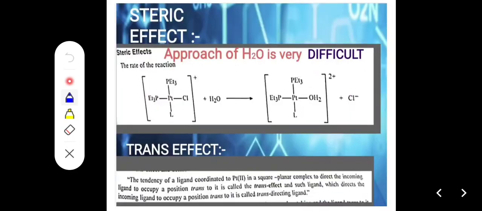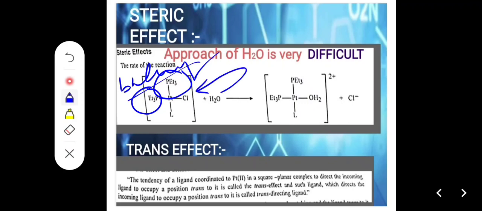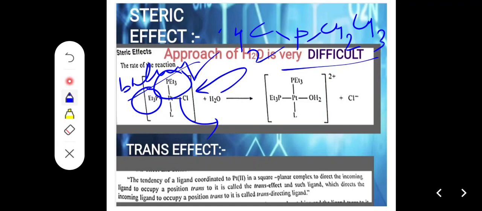Now steric factor: approach of H2O is very difficult in that case. There should be PEt3 and PEt3. They are bulky in nature, so the approach of H2O and removal of Cl is much more difficult. Because PEt3, that is phosphorus, has CH2CH3 groups, and there should be CH2 and CH3. They are bulky ligands, so due to this, steric hindrance is created. So when water attaches and chlorine should leave, the approach of water is difficult.